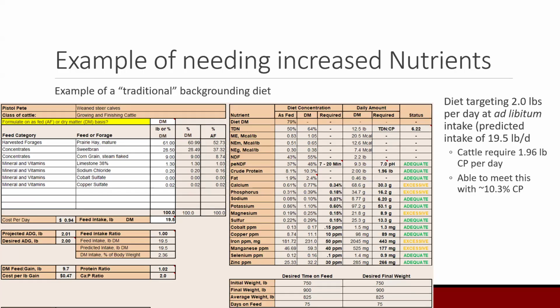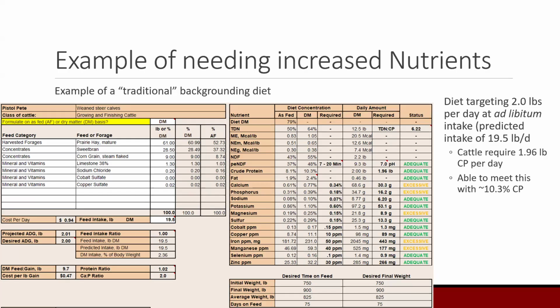Projected average daily gain is 2.01. My desired was 2. This animal is going to consume 19.5 pounds of dry matter. We'll have a feed to gain of 9.7. So it takes 9.7 pounds of feed to add 1 pound of gain.